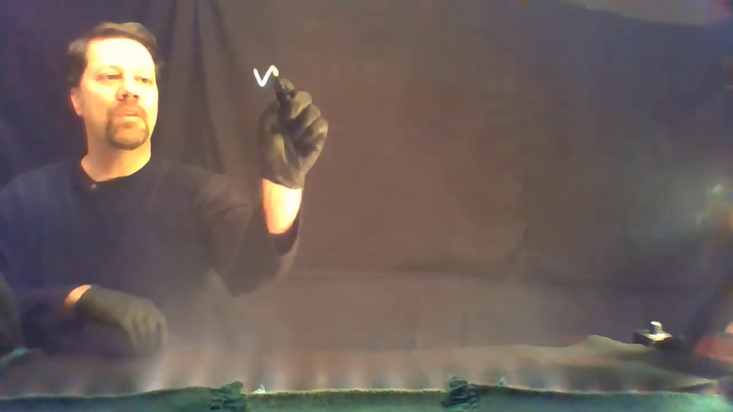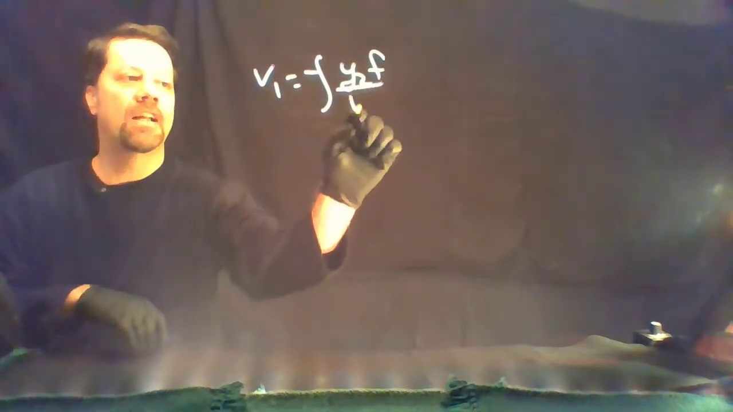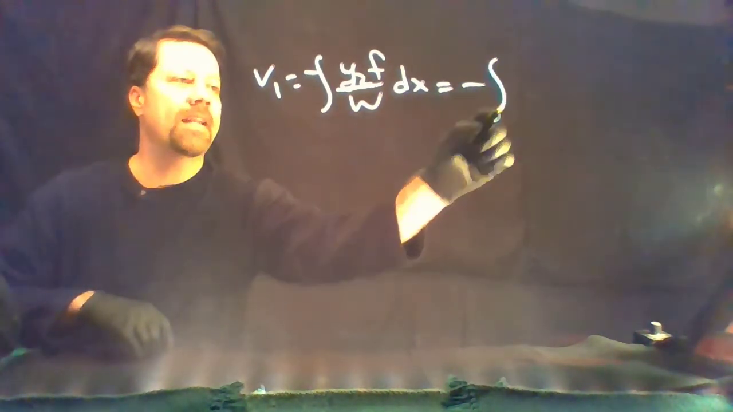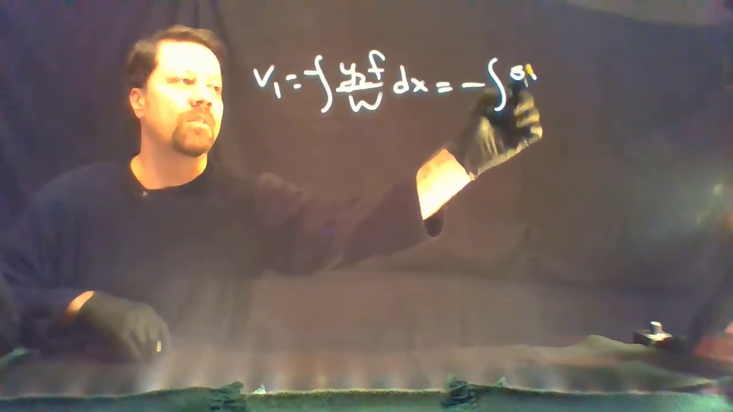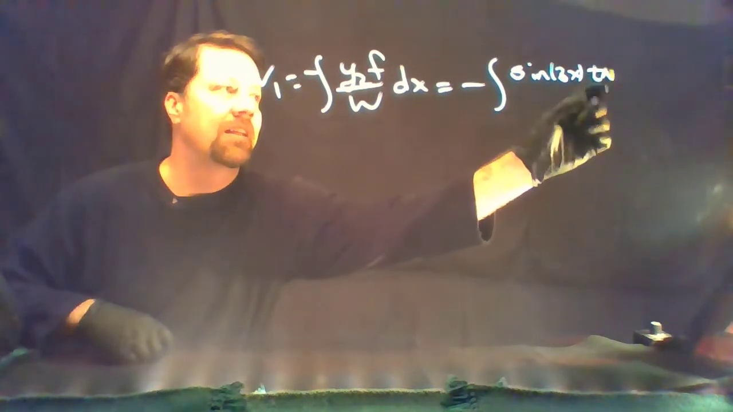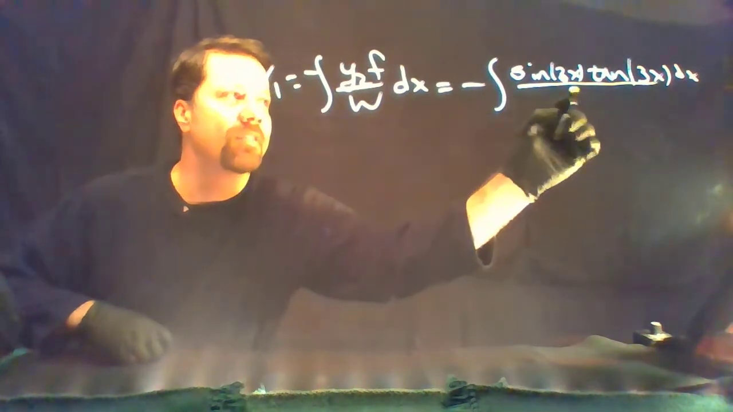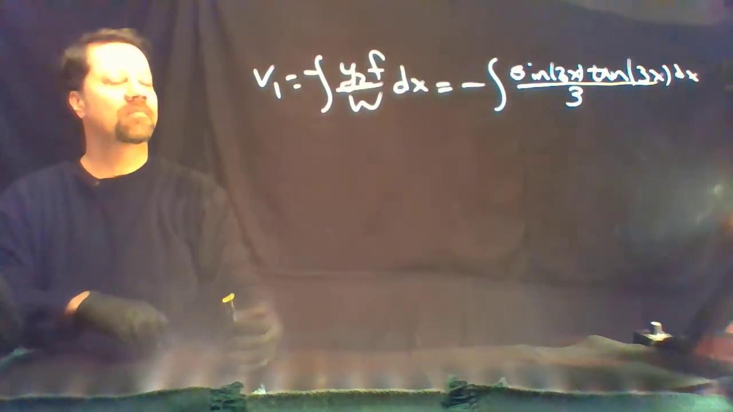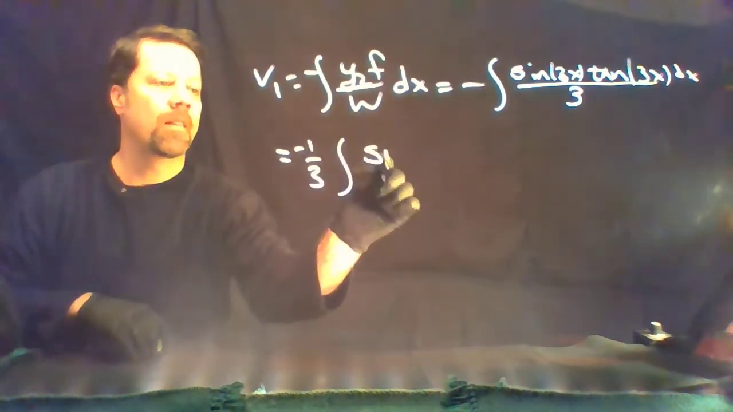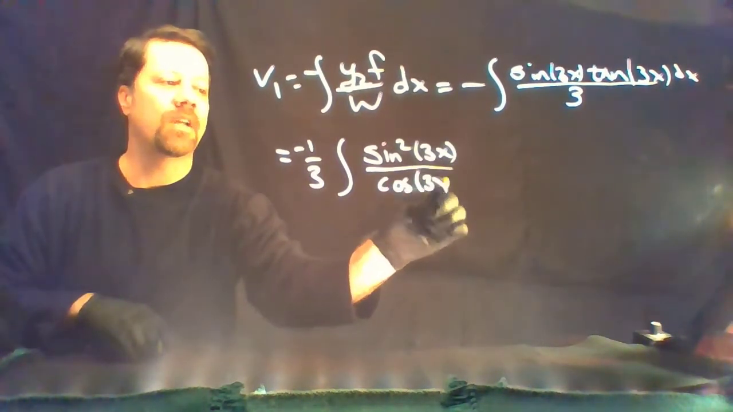Remember that v1 is the integral of minus y2f divided by the Wronskian. In this case, that's minus the integral. y2 was the sine of 3x. F was the tangent of 3x. And that's all over the Wronskian, which is 3. We can rewrite this as minus 1/3 the integral of sine squared of 3x divided by the cosine of 3x.